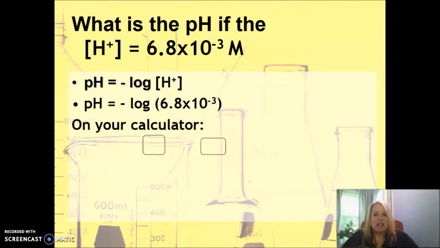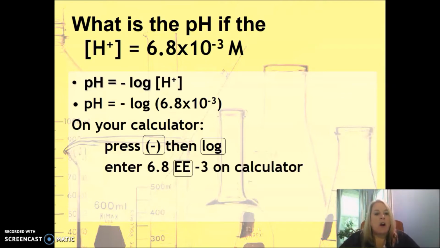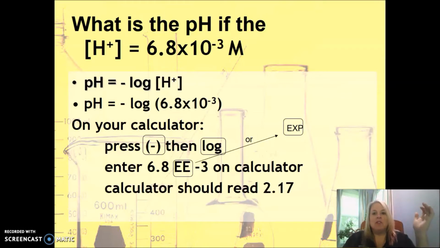Now, on your calculator, I'm going to actually do a little video clip using these calculators because this is what you have the most of. But literally, that's all you do. You press the negative, then you press the log button, and then you want to enter your number. Now, all your numbers are going to be times 10 to the something. So I recommend using your EE on your calculator, because then all you're going to have to do is type in 6.8, find that little EE button, or on some calculators it's an EXP button, and then the negative 3, and boom, you're good. When you do that, you should get 2.17.